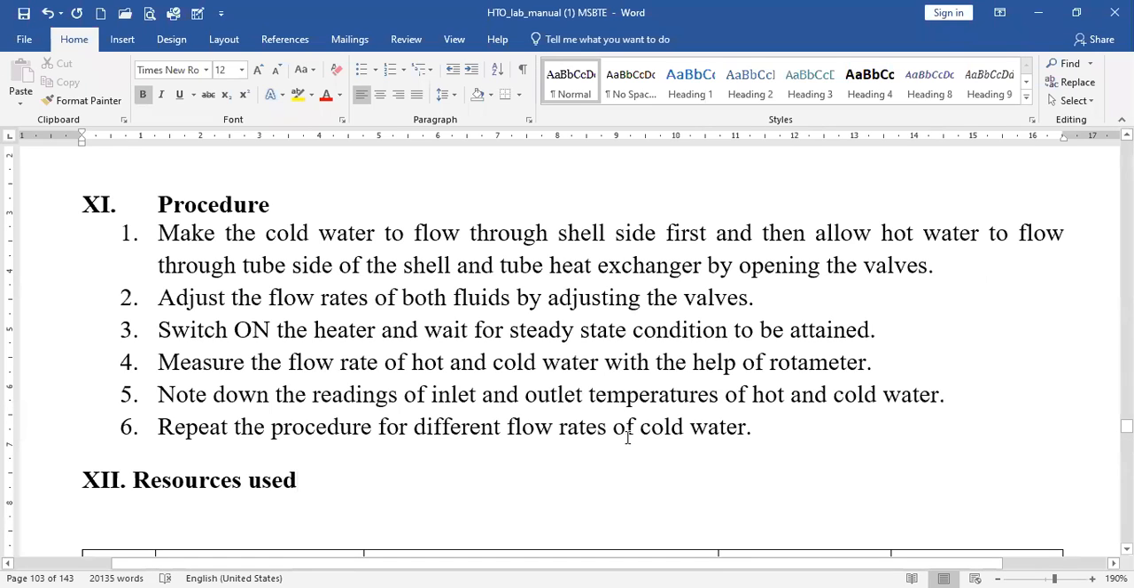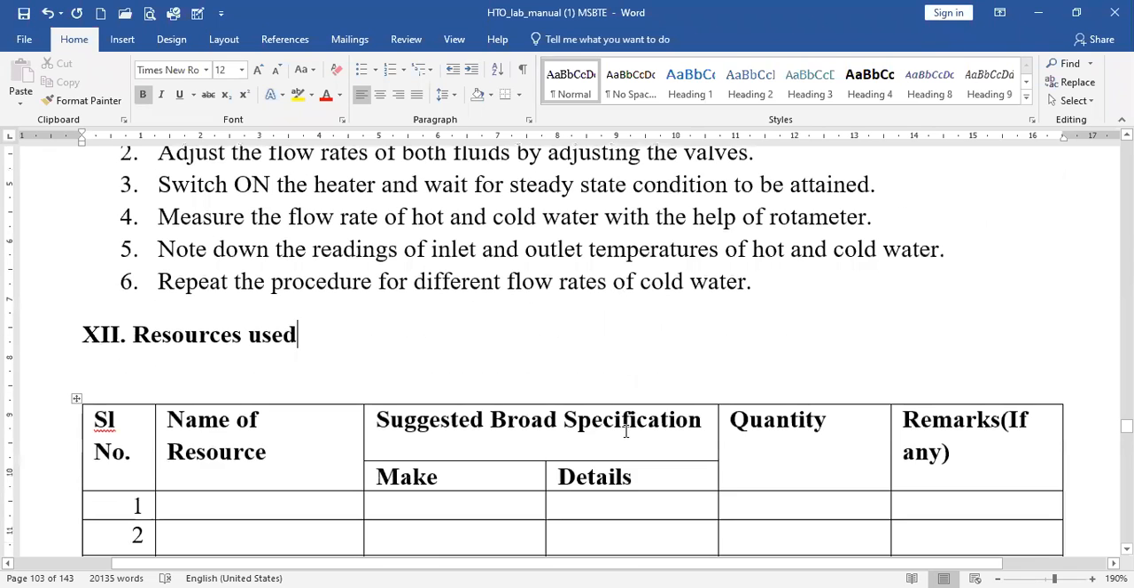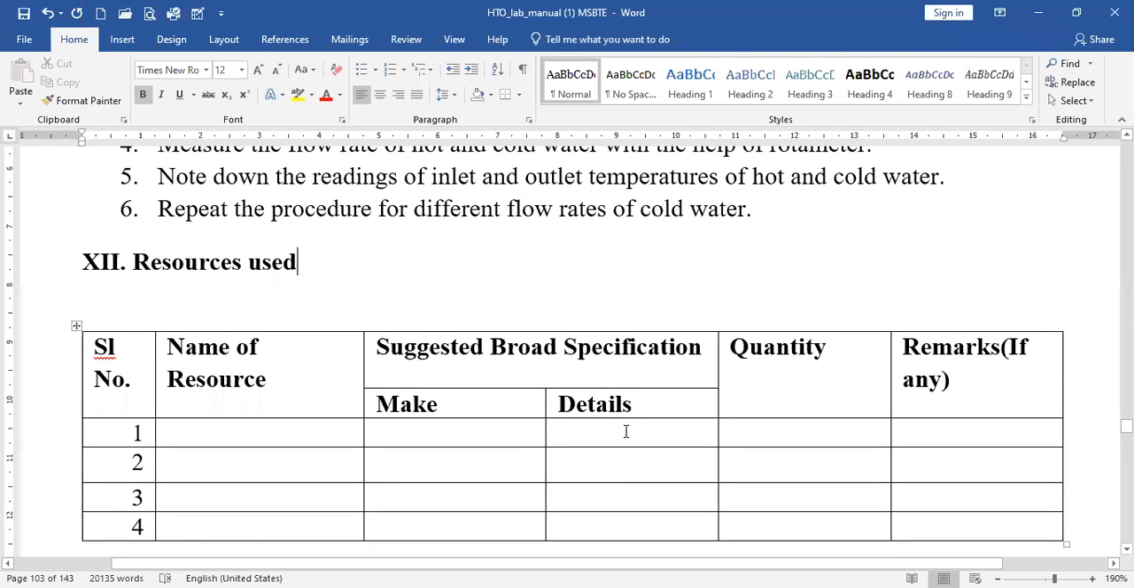If required, we can change the volumetric flow rate with the help of the rotameter, and we can observe the effect of this volumetric flow rate on the temperatures and, indirectly, on the overall heat transfer coefficient. So we can repeat the procedure by changing the flow rate, and we can observe the effects of this change in the volumetric flow rate on the temperatures as well as on the overall heat transfer coefficient value.